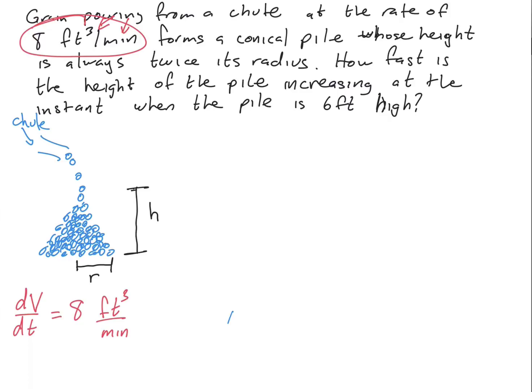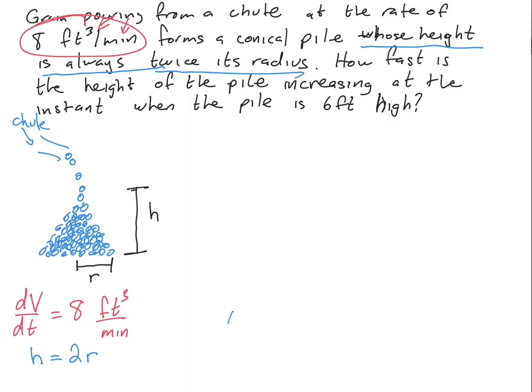All right, so 8 cubic feet per minute. And then notice we have this other intriguing piece of information. It says that the height is always twice its radius. Well, that looks like important information right there. So how would I write that down? So the height is always twice the radius. H equals 2r, right? Okay, so I'll just keep it there because that looks like it's information I'm going to use.